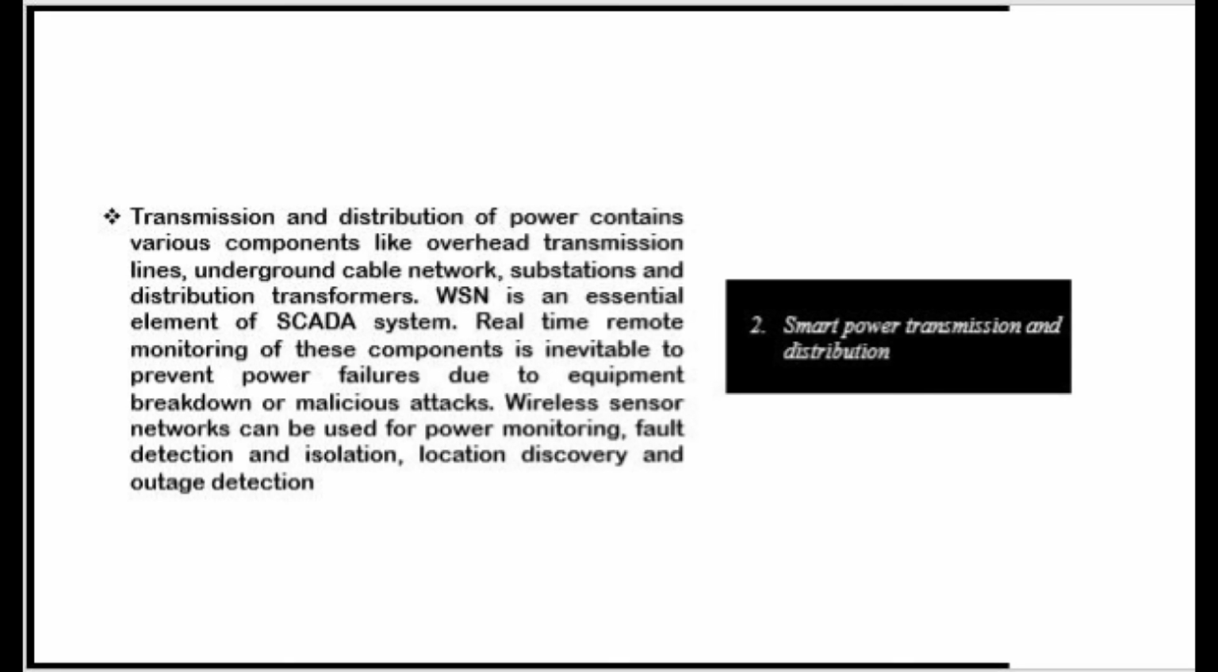Okay, the second one is smart power transmission and distribution. Transmission and distribution of power contain various components like overhead transmission line, underground cable network, substation, and distribution transformer. Wireless sensor network is an essential element of SCADA system. Real-time remote monitoring of these components is inevitable to prevent power failures due to equipment breakdown or malicious attack. Wireless sensor network can be used for power monitoring, fault detection and isolation, location discovery, and outage detection.